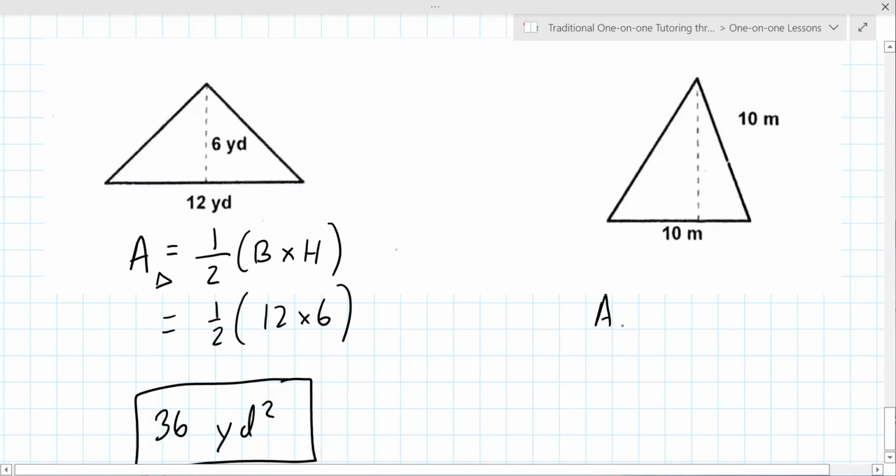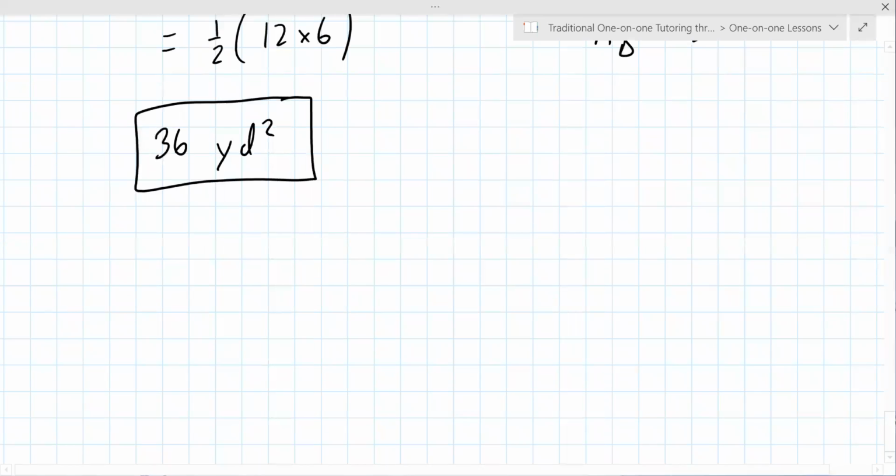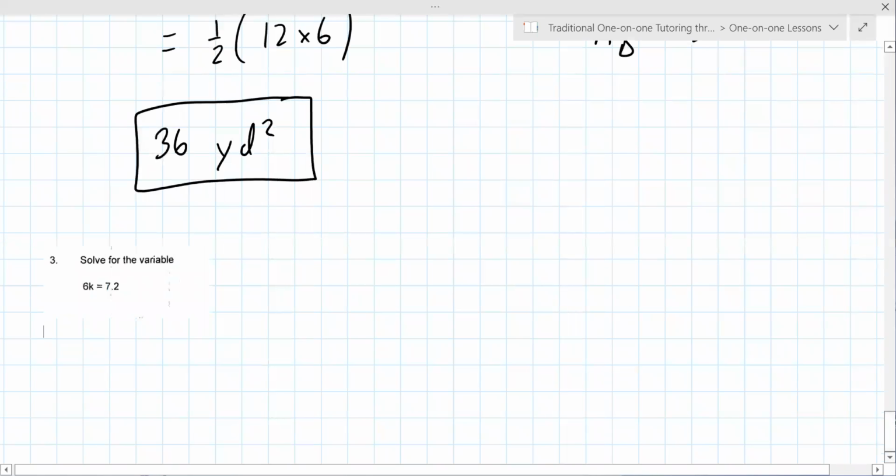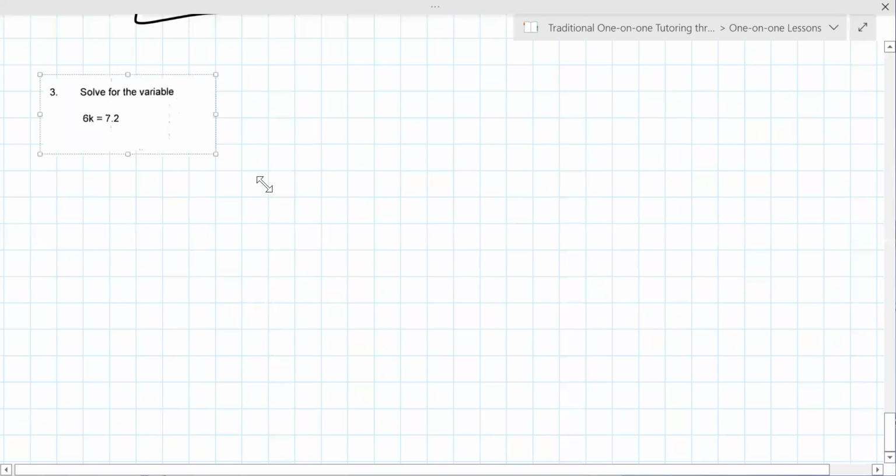All right, so try the one on the right, please. 50 meters square. Yes, very good. Okay, so I think you know enough to do pages 2, 3, 4, and 5. I'd like to go back and start with page 1, and let's look at number 3 first.